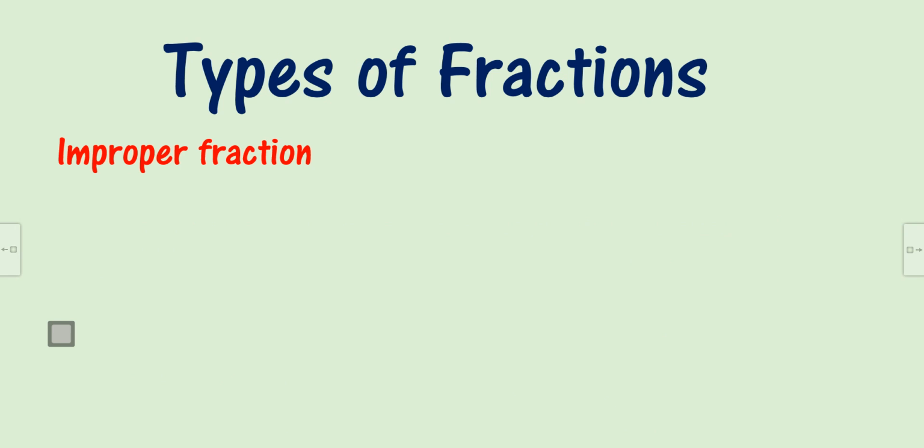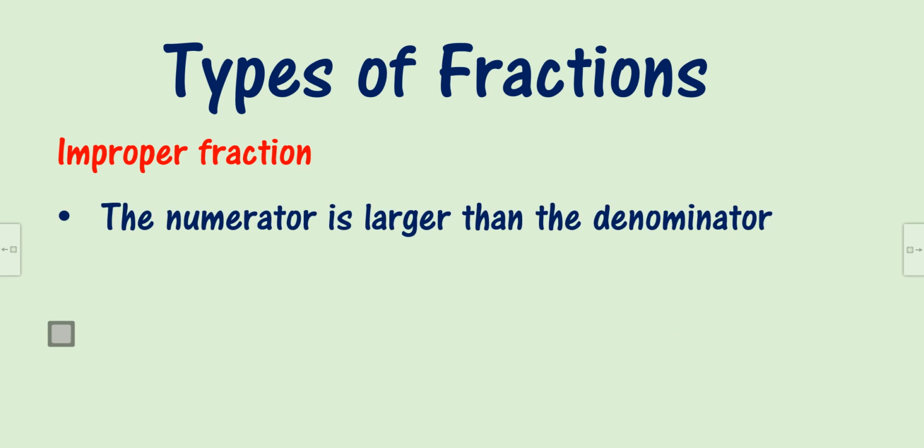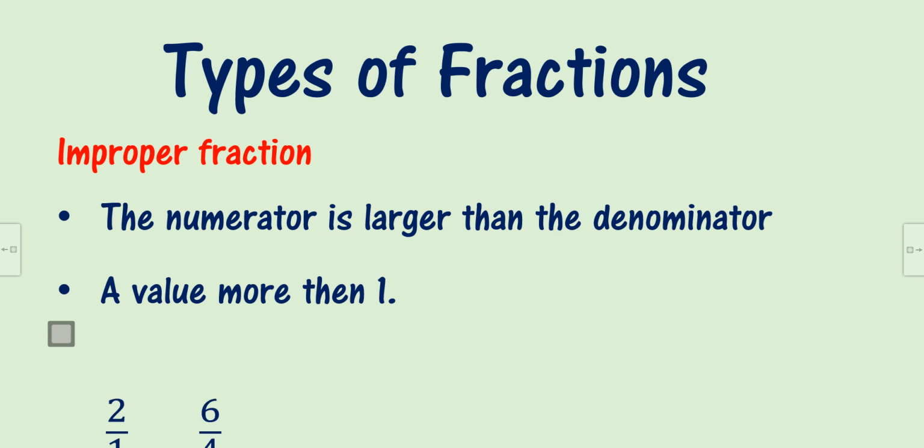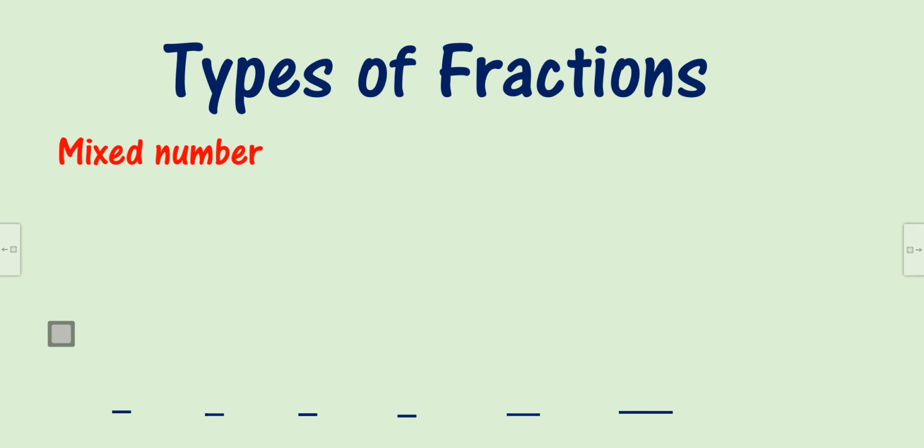Right, so an improper fraction. You may have guessed by now that an improper fraction is the opposite, the other way round. So the numerator is larger than the denominator, which means that we've got a value that is more than 1. And here are some examples. They're probably less obvious, probably not fractions that you would necessarily recognize straight away.